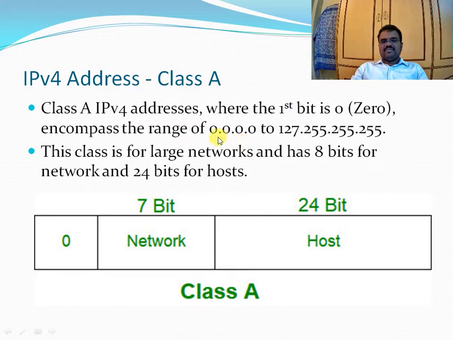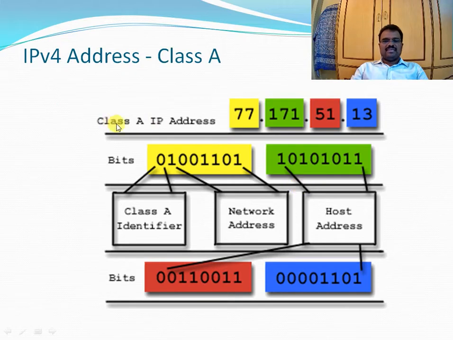So this is class A IPv4 addresses where the first bit is set to 0 like this, and it encompasses a range of 0.0.0.0 to 127.255.255.255. This class is for large networks and has 8 bits for network and 24 bits for hosts. So here 24 bits for host and 7 bits for network, and the first bit for identifying the class A address.